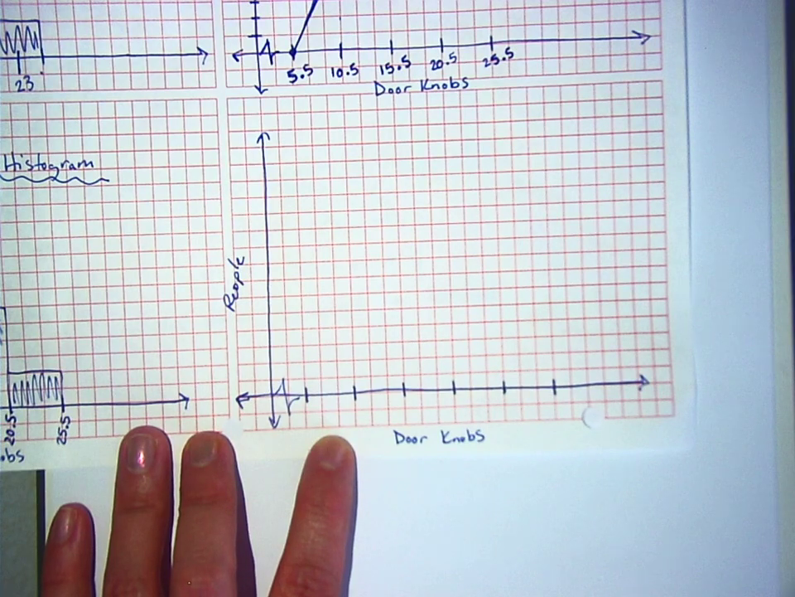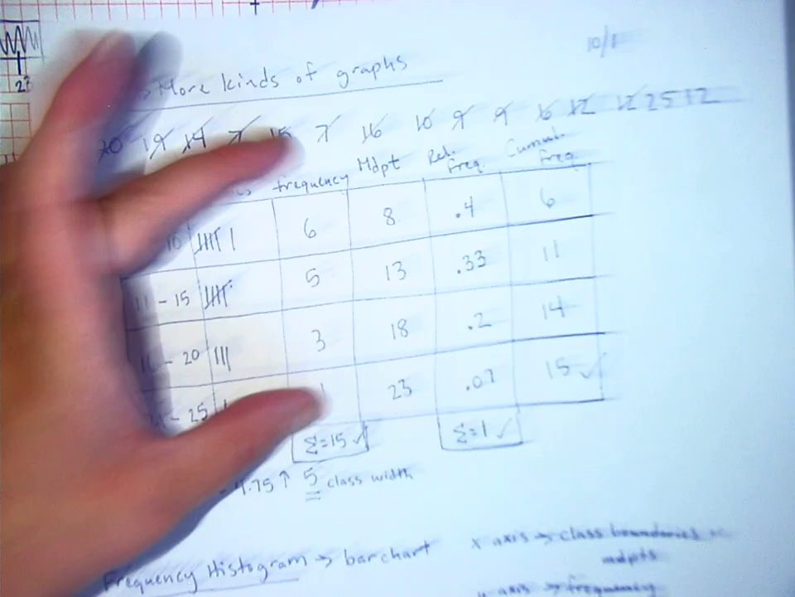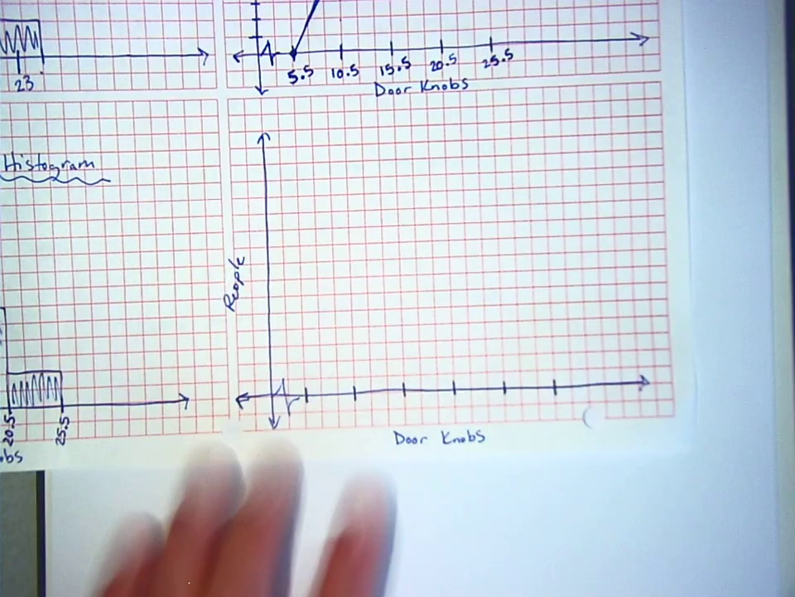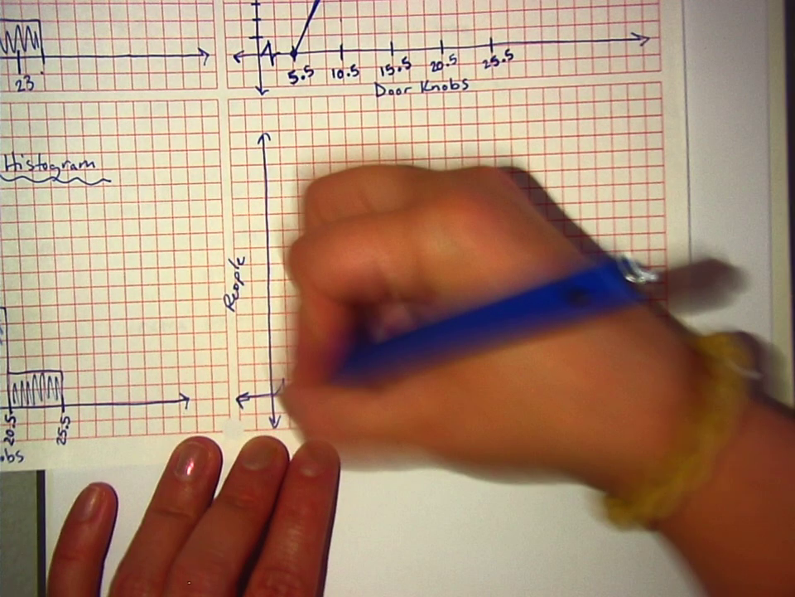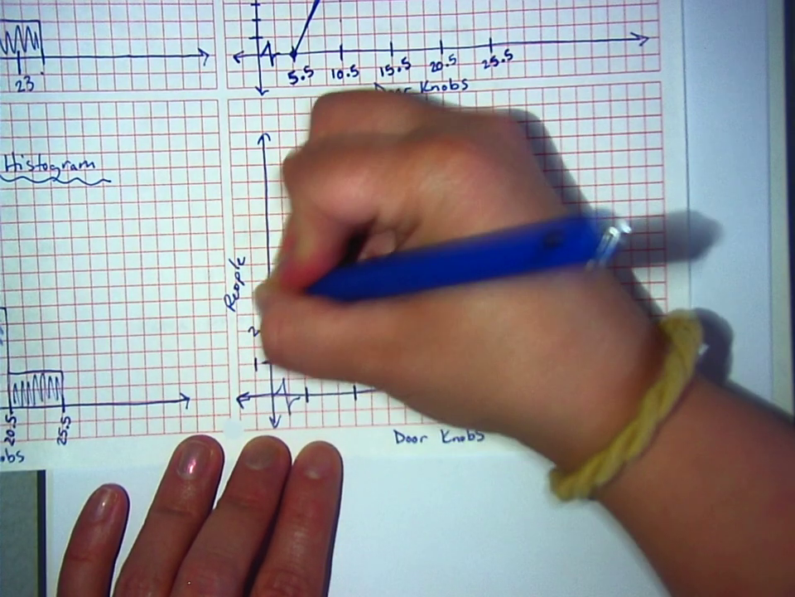Up the side, I'm going to do frequency this time. My highest frequency in my table was 6. So I will, maybe here's 1, here's 2.